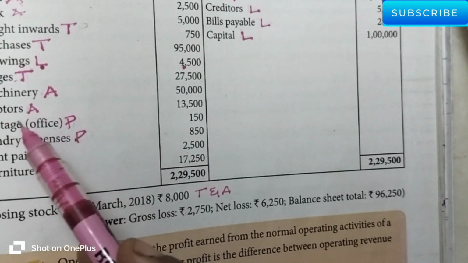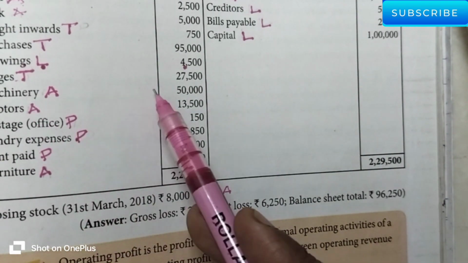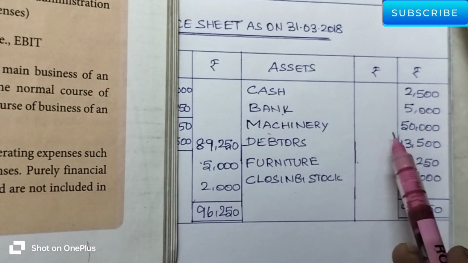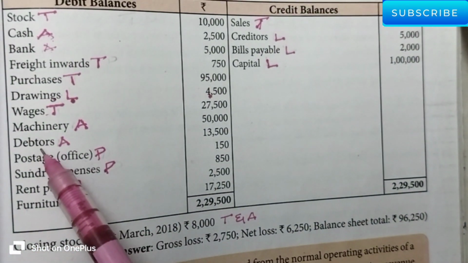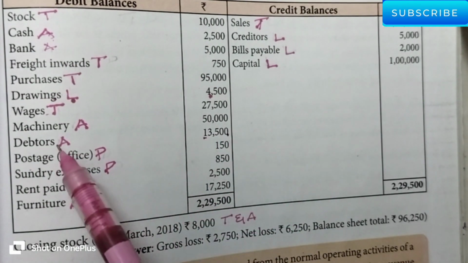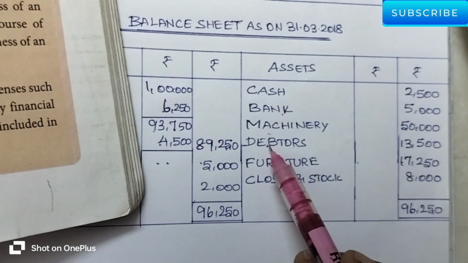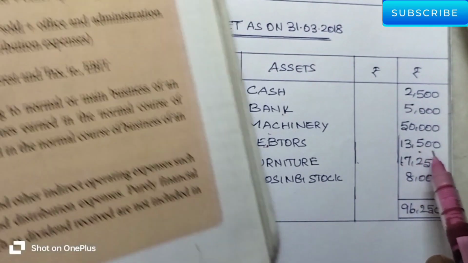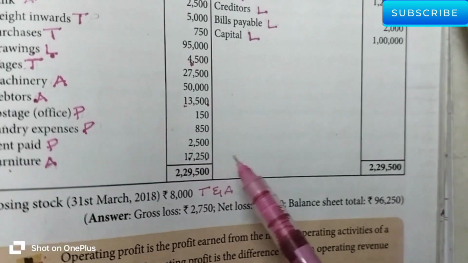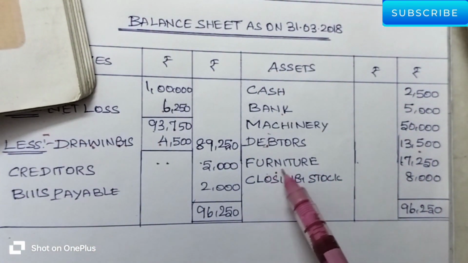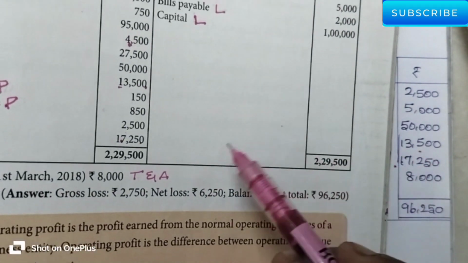Then drawings entered, and machinery is a tangible fixed asset, right? 50,000 rupees. So machinery, you have to enter 50,000 rupees on the asset side. Next, debtors, how much? 13,500 rupees. Debtors go to the asset side of the balance sheet. So on the asset side we entered debtors 13,500 rupees. Then furniture 17,250 rupees. You have to enter it on the asset side of the balance sheet. Furniture 17,250 rupees entered.